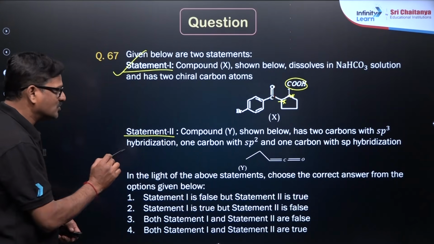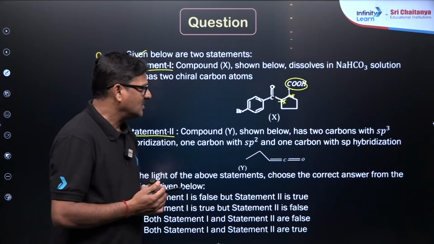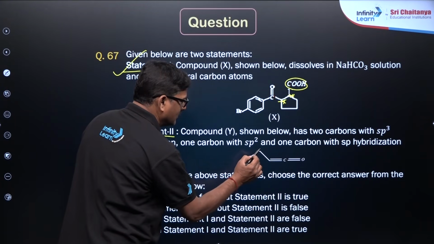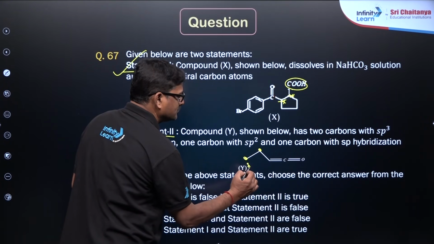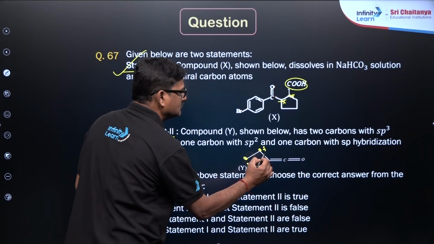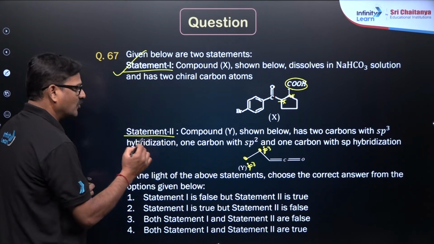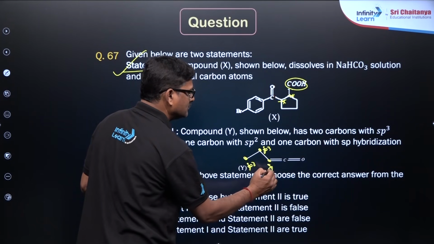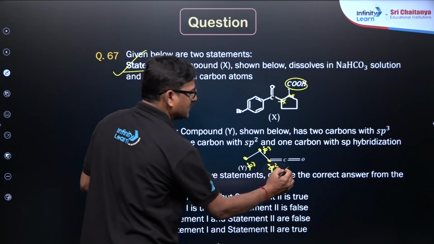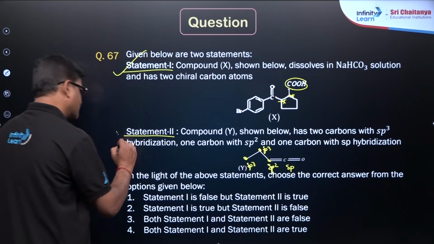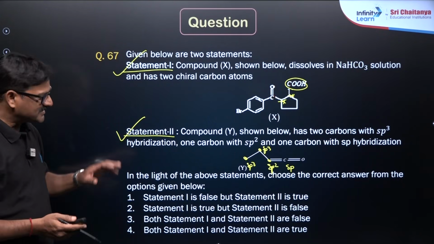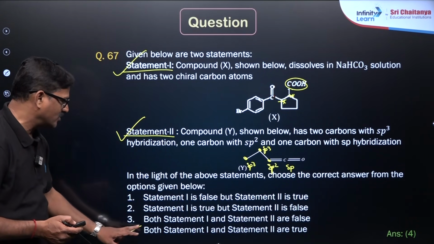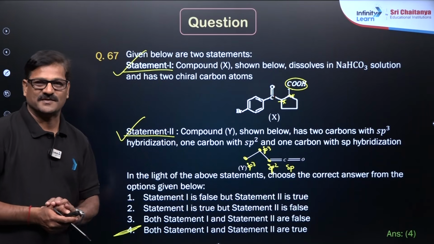And compound Y shown below has two carbons of sp3. It is sp3 and it is sp3. And one carbon of sp2. This is sp2. And one carbon of sp hybridized. Yes, this is also a correct statement. So based on this, I would say both statement 1 and statement 2 are true statements for this question.